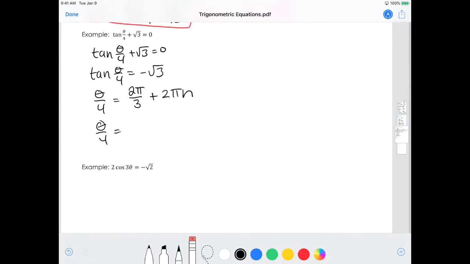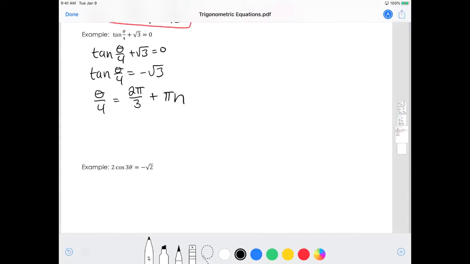Actually, instead of writing it out separately, because it repeats every pi, I could write it as 2 pi over 3 plus pi n, and that would get all of my possible solutions in there. Because if I go around the circle, the two places that it would be are 2 pi over 3 and 5 pi over 3. But if I keep adding multiples of pi, that's going to include anything that involves 5 pi over 3. So let's just leave it like this to make it a little bit easier.